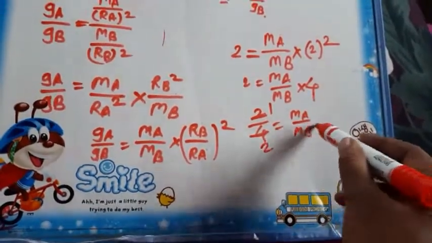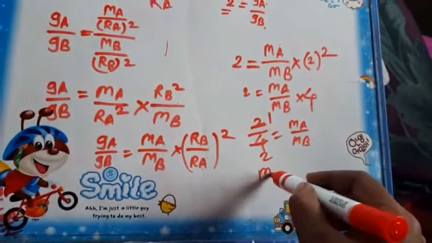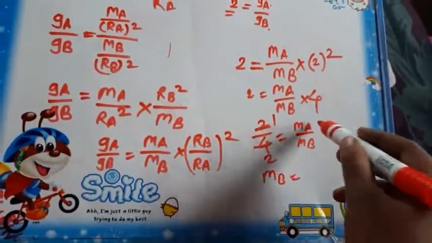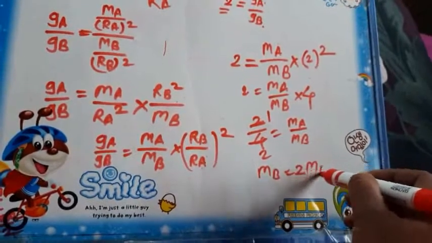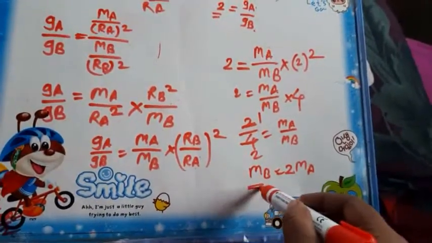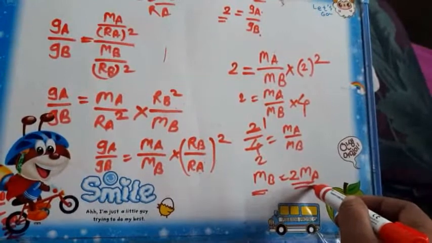So we want to find Mb. So Mb is equal to, this will go here, 2 Ma. So mass of planet B will be double of mass of planet A.